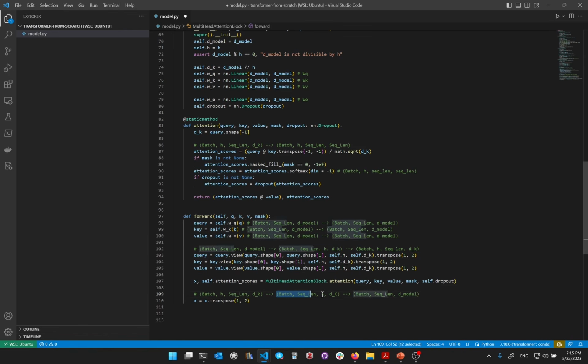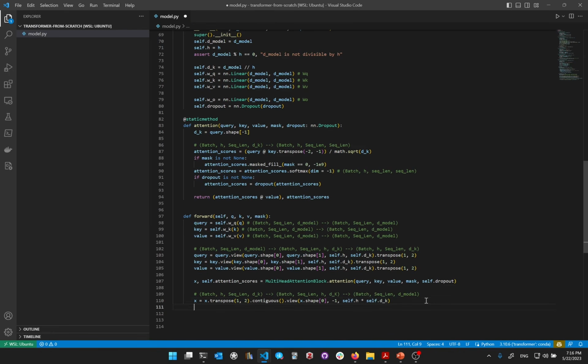So this transposition takes us here, and then we do a view, but we cannot do it directly. We need to use contiguous. This means basically that for PyTorch to transform the shape of a tensor, we need the memory to be contiguous, so it can just do it in place. Then -1 and self.h multiplied by self.d_k, which, as you remember, is the d_model, because we defined d_k to be d_model divided by h.